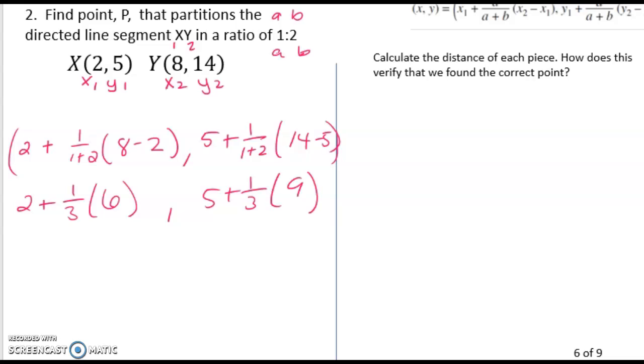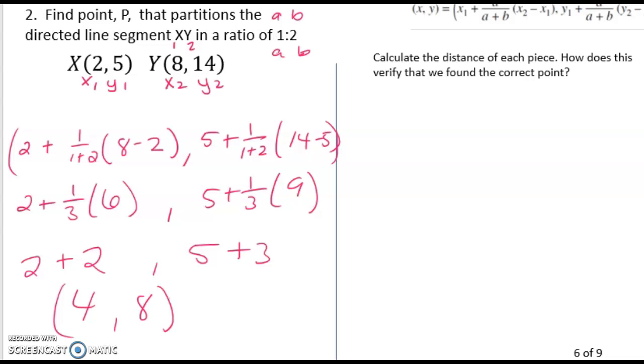It certainly is fun when we have a fraction of a number that's actually a whole number. So what I mean by that is 1/3 of 6 is 2, so it gives me a nice even number. 1/3 of 9 is 3. Again, I like whole numbers, that's nice. And then this becomes 4, 8.